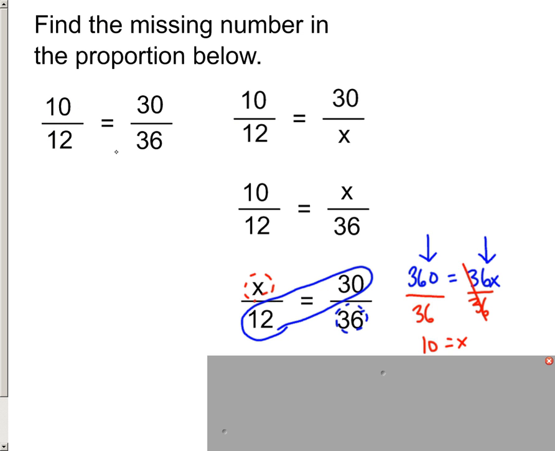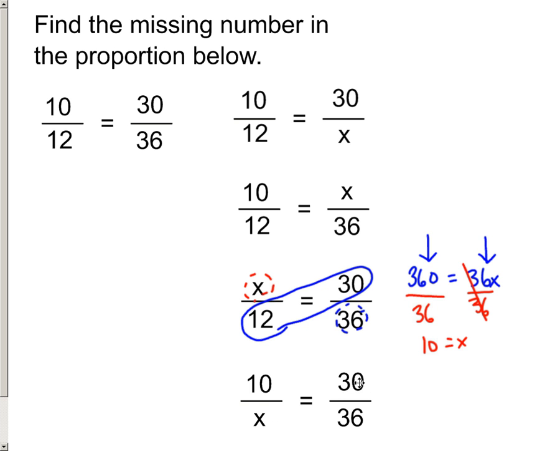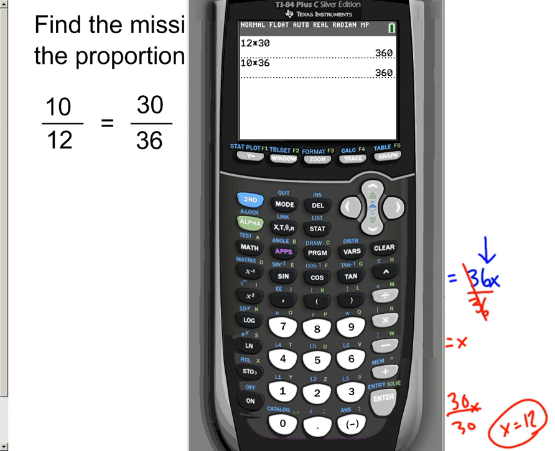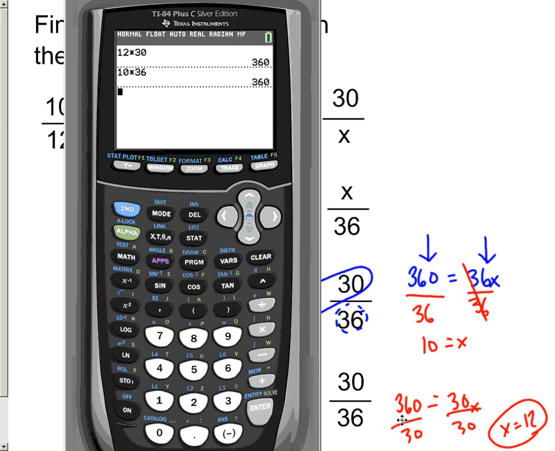So let's do one other just so that way I can show you this works no matter what number is missing from these four spots. 10 times 36 is 360. X times 30 is 30 times x, or 30x. So now we can divide by 30, divide by 30, and guess what? X equals 12. Because once you put it into your calculator, let me just show you this one. This 360 divided by 30, it really does get you 12.